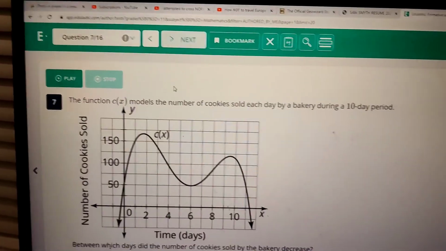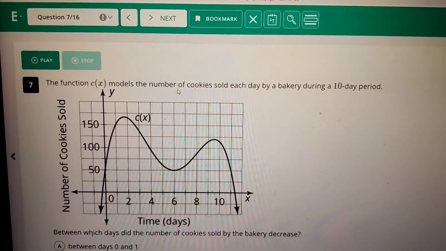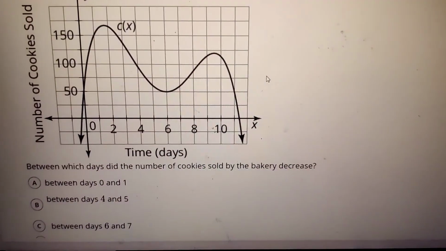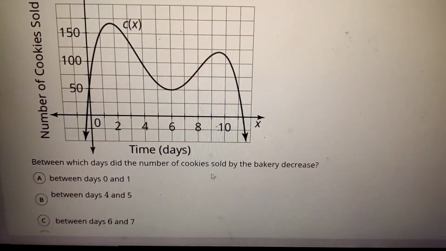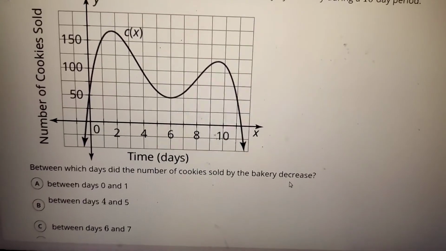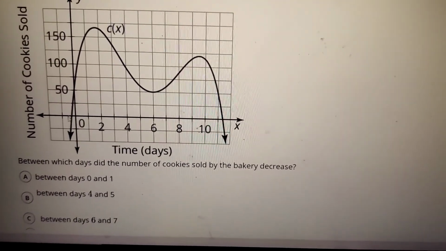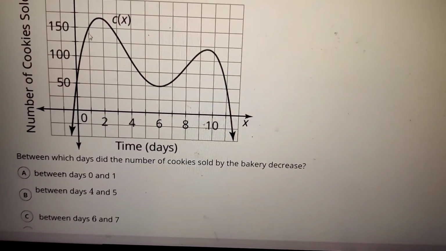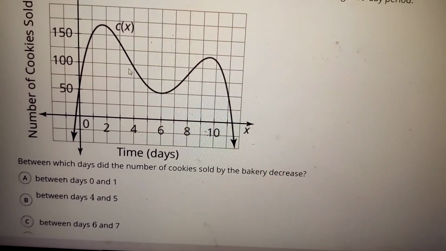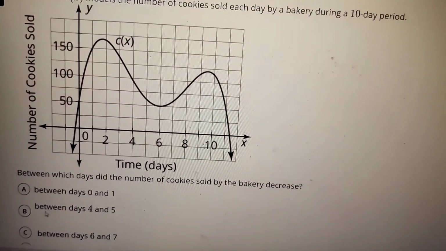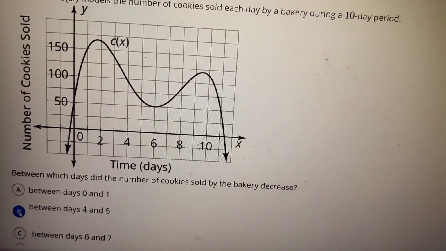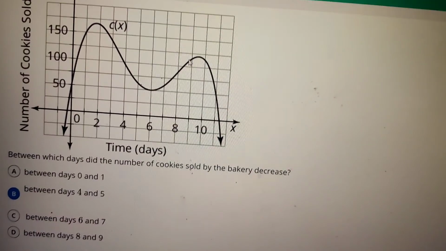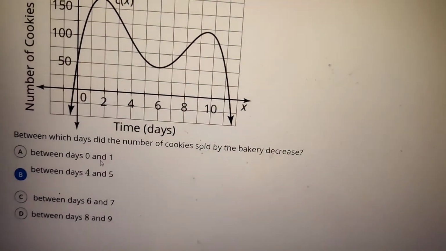Next question. The function models the number of cookies sold each day by a bakery during a 10-day period. Between which days did the number of cookies sold by the bakery decrease? All right, pretty easy. Just remember we read left to right. So between days 0 and 1, it's increasing. 4 and 5, it is decreasing, right? And then 6 and 7 and 8 and 9, guys, it's going up, right? 6 to 7 to 8 to 9, increasing. So our answer is B.